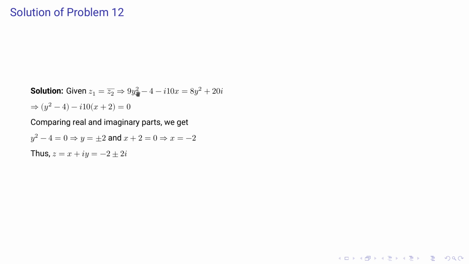So now we bring y square to one side, 9y square minus 8y square will be y square. We get y square minus 4 minus i into 10 into (x plus 2), because 20 this side comes with a negative sign, so that would be minus 20. Now we compare real and imaginary parts. We have y square minus 4 is equal to 0, that means y will be plus minus 2, and x plus 2 will be 0, that means x is equal to minus 2. So our required complex number z is minus 2 plus minus 2i.